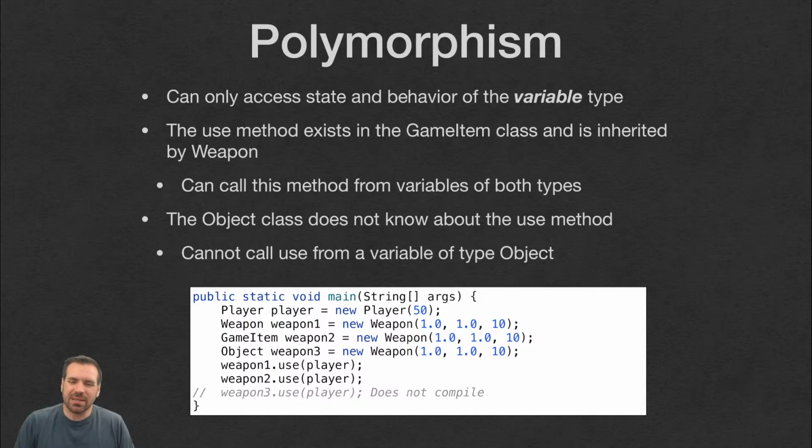But weapon3 still doesn't. So the variable type Object has no idea there's a use method that takes a reference to a Player. It doesn't know about it, can't call it, doesn't compile, doesn't work. Even though that method does exist in the object that it's referring to, still can't call it. Not allowed. Java won't let you do this. Some languages will, by the way, and if the method doesn't exist, it'll just crash. But here the method does exist and it would call it. Java, not so much. Because Java's strongly typed, it's not going to let you do that because the method might not exist.